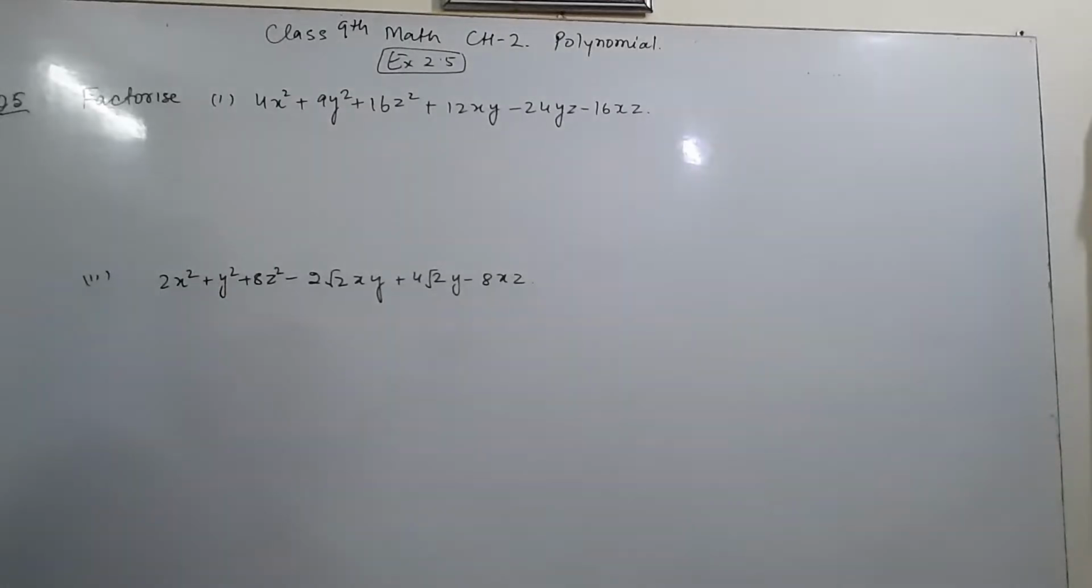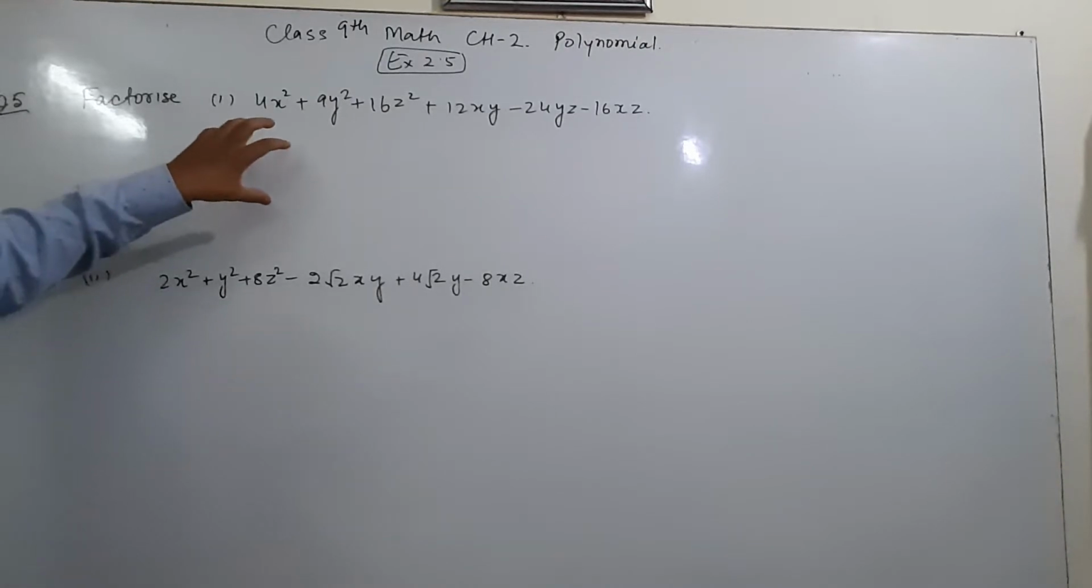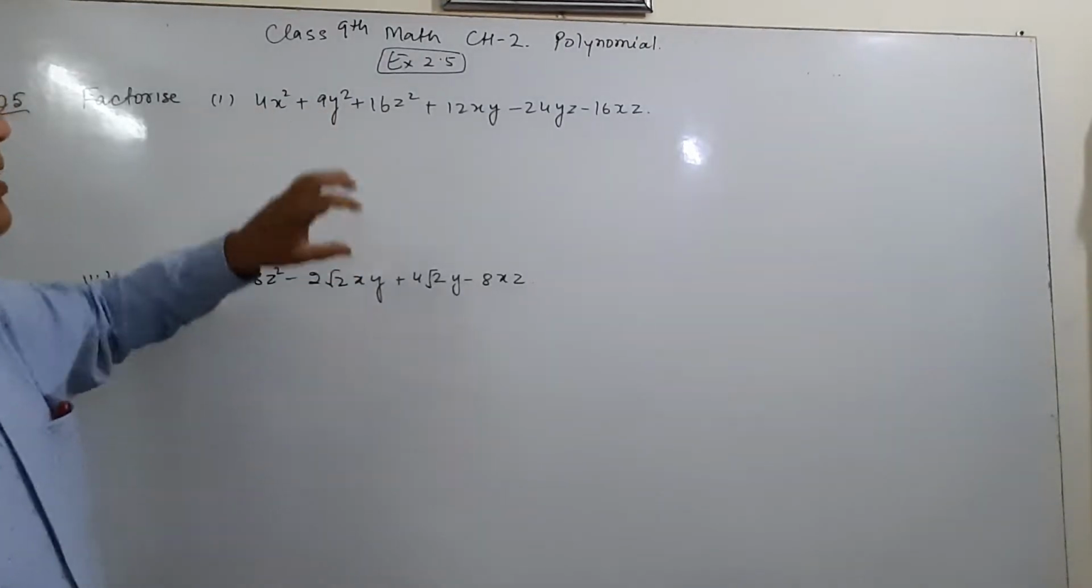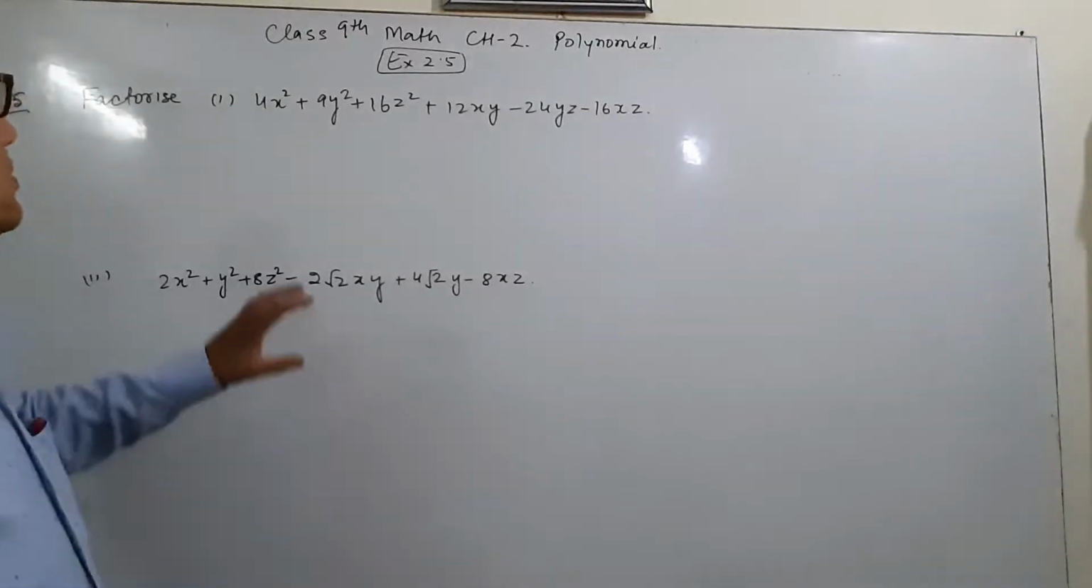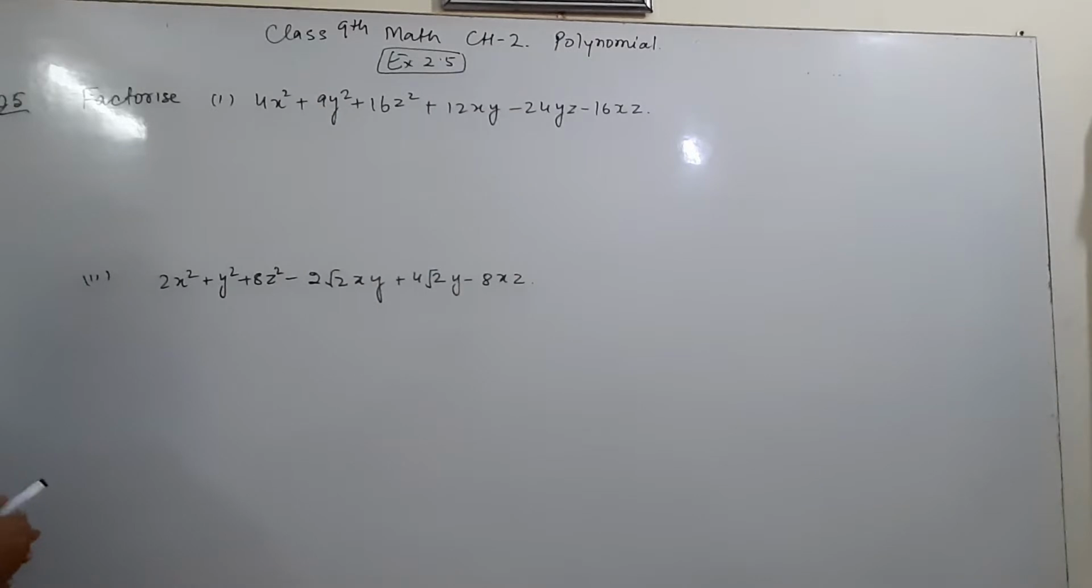On what identity do we have to apply? What identity do we have to apply, on what basis of this question? Now, can you tell me?